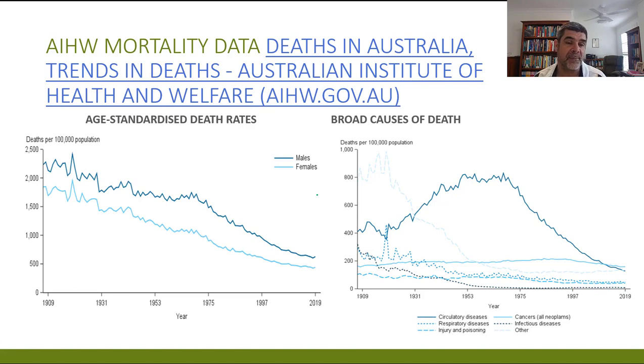Now, that's maybe a bit of a negative topic to be talking to you about, except for the fact that you can see that in terms of deaths per 100,000 of the population, don't forget our population from 1909 to 2019 grew substantially, and yet the number of deaths per head of the population has substantially decreased. These are quite significant decreases, and the decreases have occurred for both males and females.